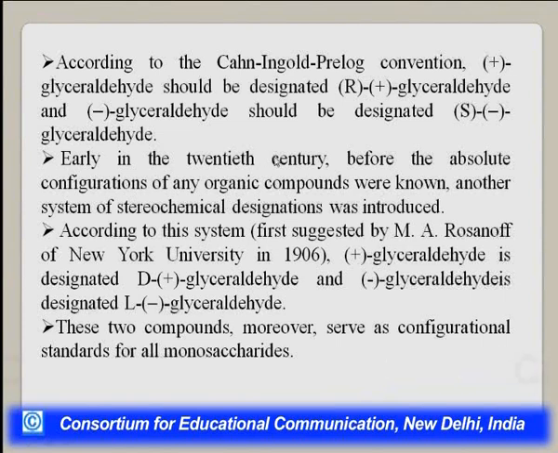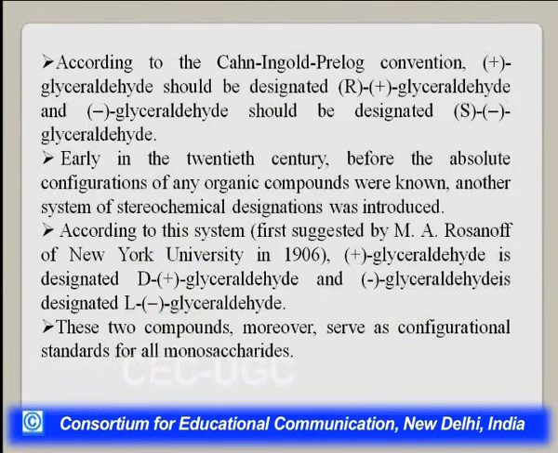Early in the 20th century, before the absolute configuration was known, we were talking about R or S or small d, small l. Small d means dextrorotatory, small l means levorotatory. So these are different nomenclatures. Small d and small l describe the observed rotation of a stereocenter, while capital D and capital L are the relative configuration. I will discuss these terms in detail.